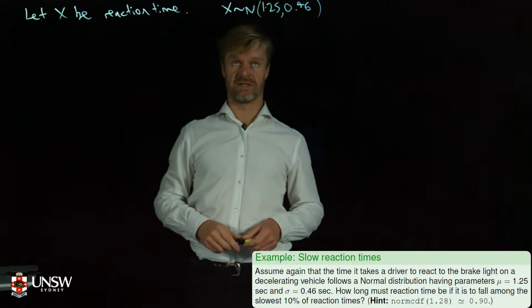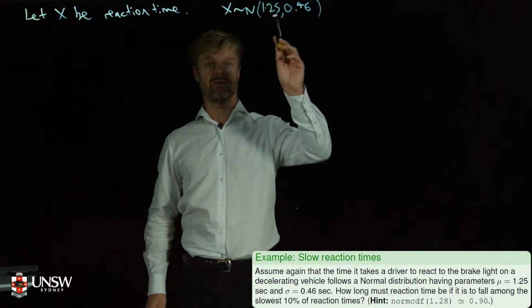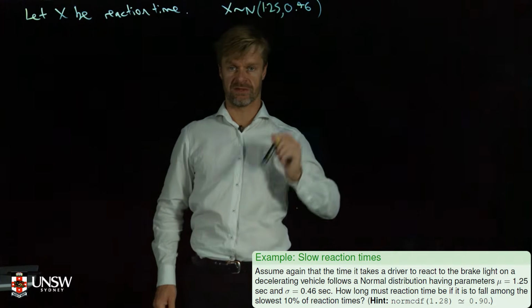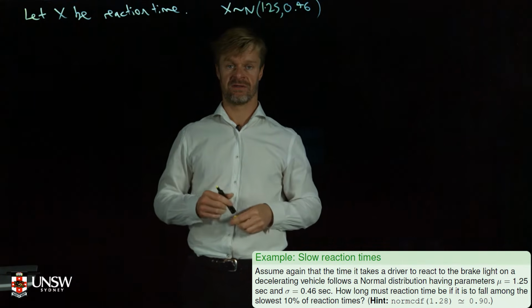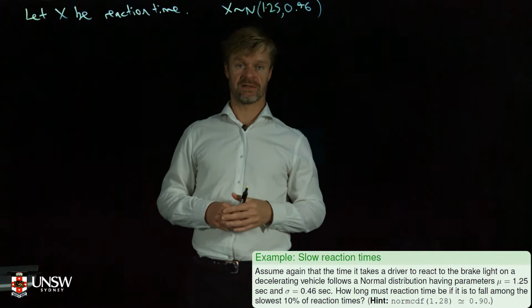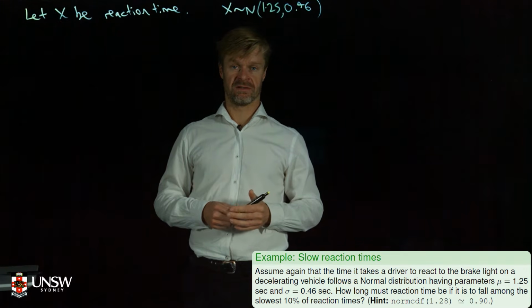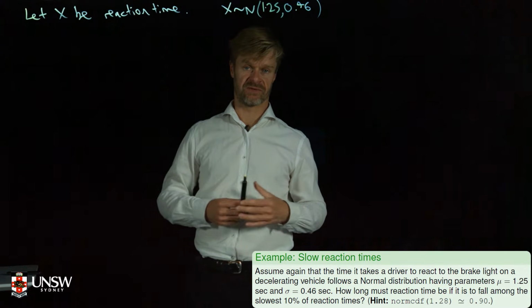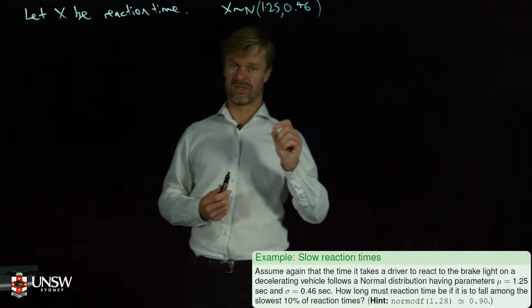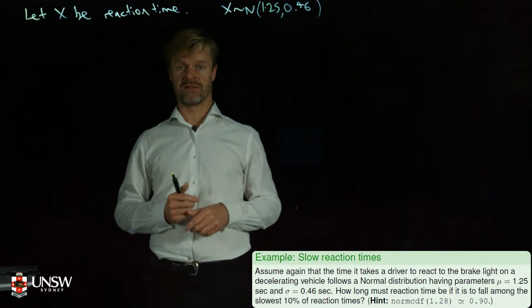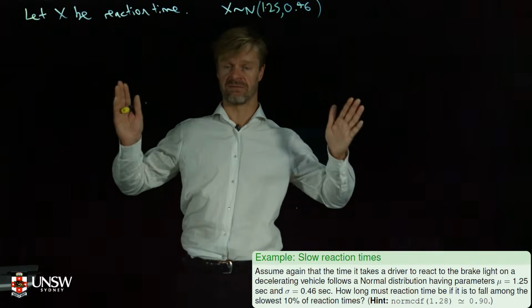So reaction time again. Reaction time, as previously, is normally distributed with mean 1.25, standard deviation 0.46. And we want to know how long reaction time has to be among the slowest 10% of reaction times. A tricky part of this question is remembering that a slow reaction time gives us a big value of x.